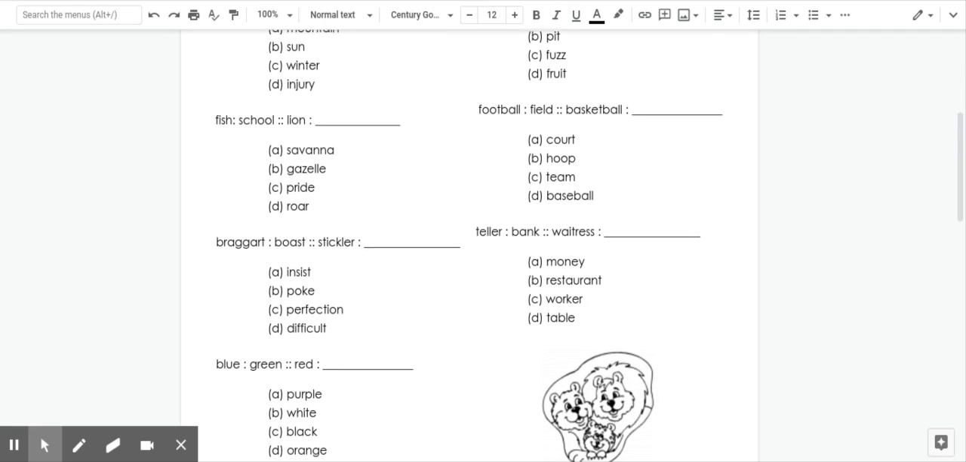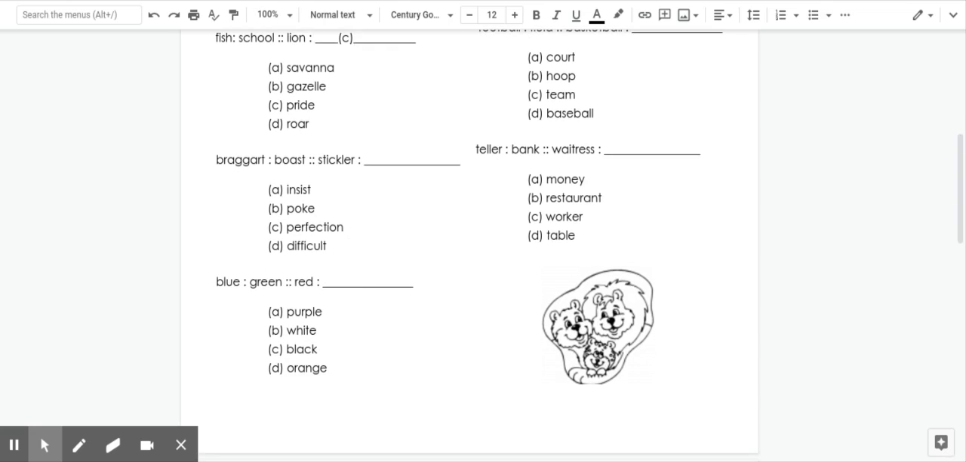The next one says fish is to school as lion is to, you'd have to solve it. So a sentence you could come up with to connect the first two words would be, a group of fish is called a school. A group of lions is called a, and by looking at the choices, you should have C, a pride.